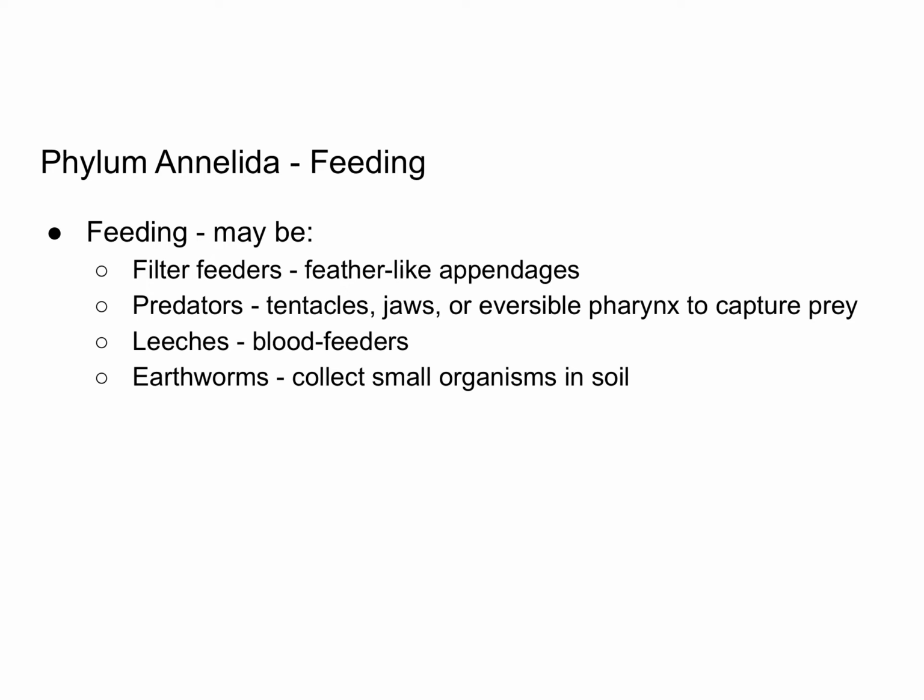Different types of annelids feed in different ways. There are some that are filter feeders that have these feather-like appendages that help to capture food as water goes over the appendages. Some of them are predators, so they might have tentacles, jaws, or an eversible pharynx to capture prey. Eversible basically means that it can be turned inside out. And so essentially it can be stuck out of the body and then grab food and then sucked back in.